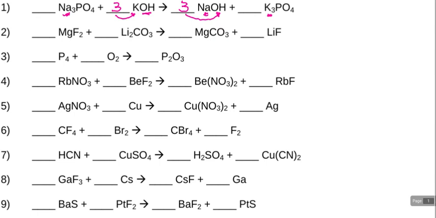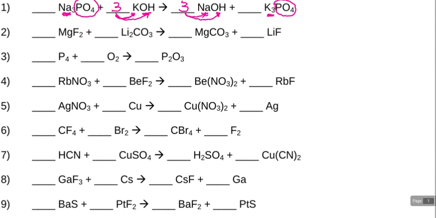Let's take a look and see if everything else is balanced. So I've got 3 Nas on my reactant side, 3 Nas on my product side. I've got 1 PO4, and I'm not going to split that up because it stays together as a unit. It stays together as a PO4. I've got 1 PO4 on the product side. So that looks balanced. On the reactant side, I've got 3 Ks. On the product side, I've got 3 Ks. On the reactant side, I've got 3 OHs. On the product side, I've got 3 OHs.